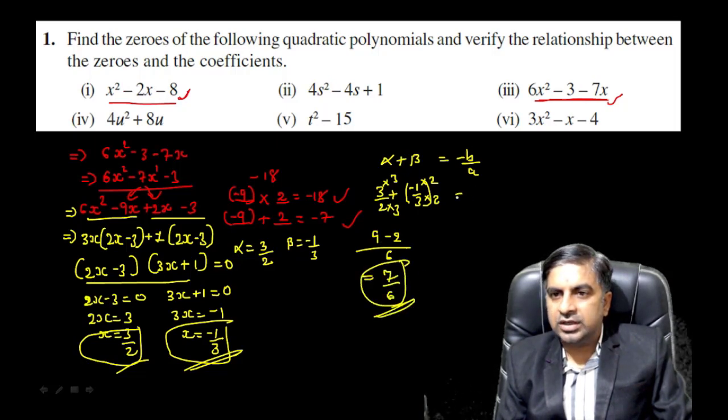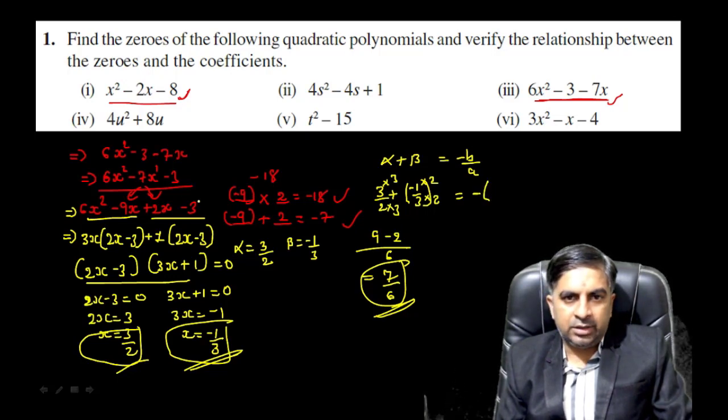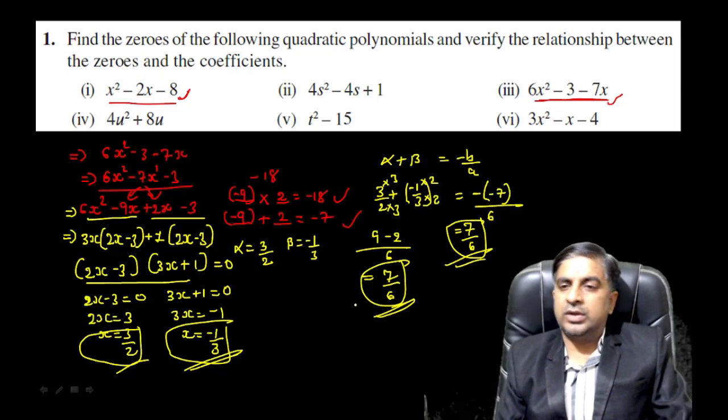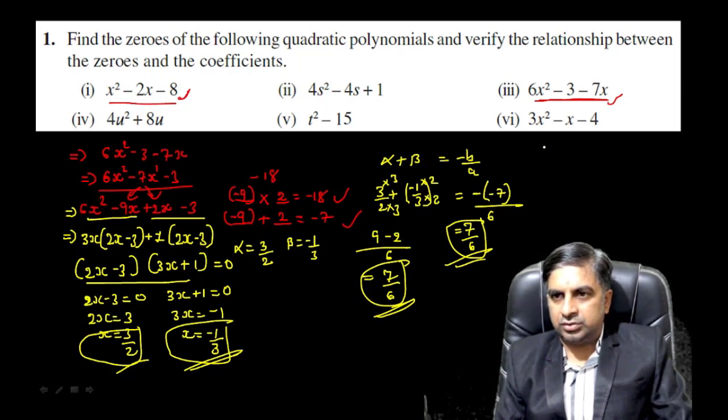So let us check here, minus, then what is our b? Minus b by a. So minus, and our b is minus 7. And what is our a here? A is 6. So this minus minus will be plus 7 by 6, you can see. So this way you can verify. Okay, in the product also you will get the same.